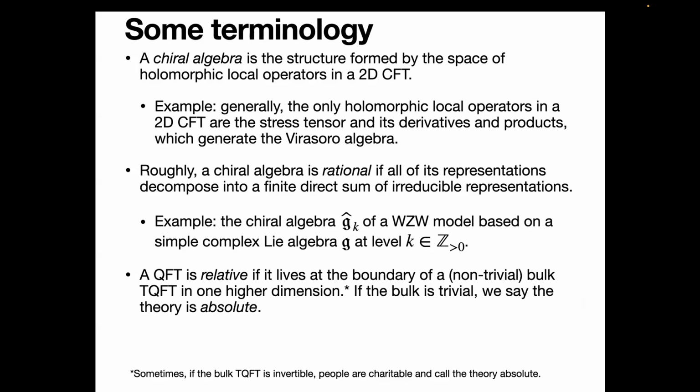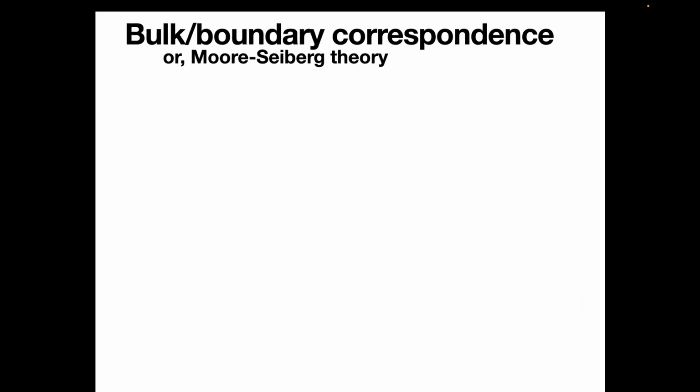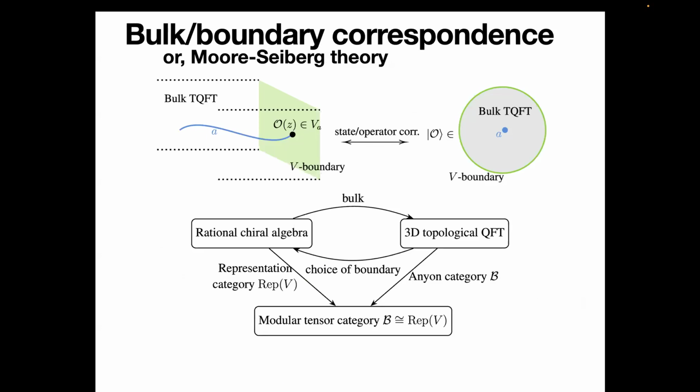Also, we'll say that a QFT is relative if it lives at the boundary of a non-trivial bulk TQFT in one higher dimension. Otherwise, we'll say it's absolute. And as I'll now explain, rational chiral algebras are going to be my working example of a relative QFT, although much of what I say will generalize beyond just chiral algebras.